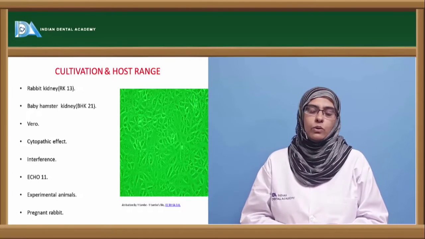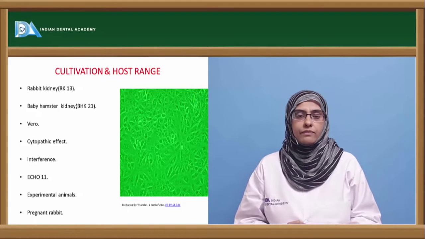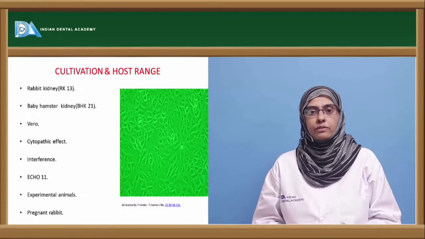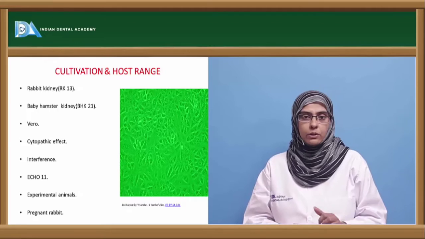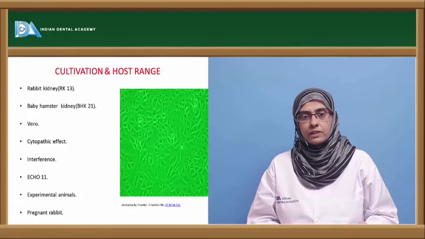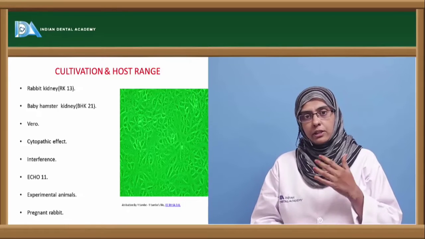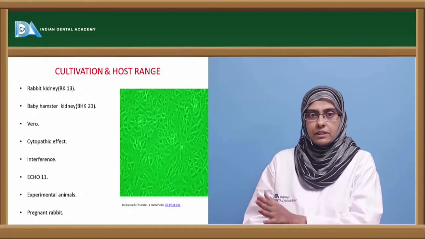organism is very slow. And in order to identify this organism, you have to go for a phenomenon called interference, which is usually carried out with a challenge virus called the ECHO 11 virus. So the cytopathic effect here is not because of the syncytial formation that you can see in other viruses, but here the cytopathic effect is very slow, which can be identified only with the interference phenomenon.